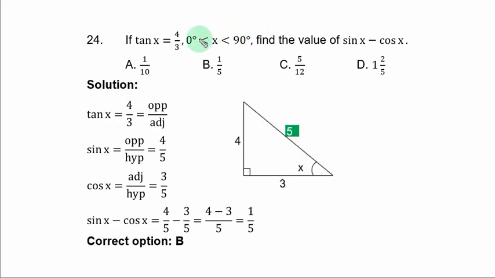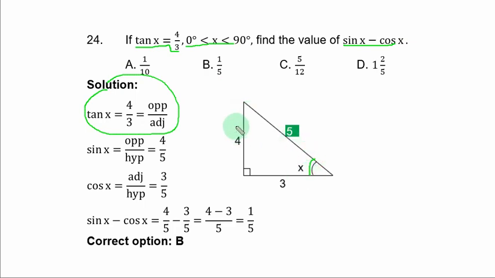Question 24. If tan x is equal to 4 over 3, with 0 degrees less than x less than 90 degrees, this means that x is an acute angle. Find the value of sine x minus cos x. So we have tan x to be this, opposite over adjacent. To evaluate sine and cosine, the hypotenuse is needed. So with the information about tangent, you draw a right angle triangle with acute angle x.